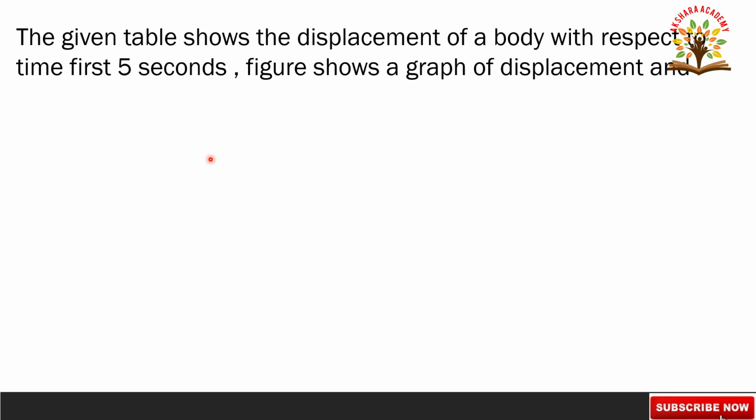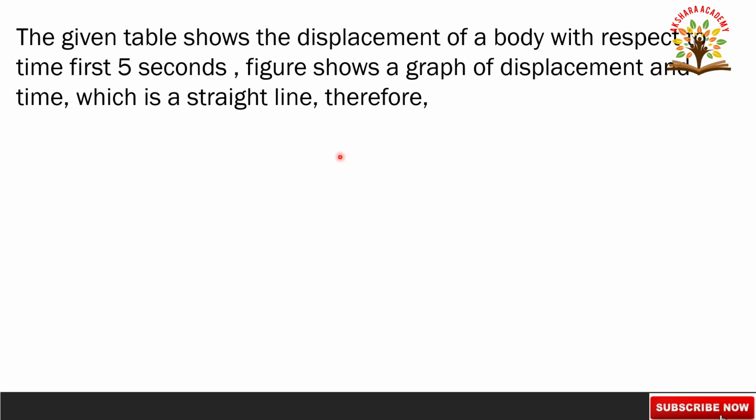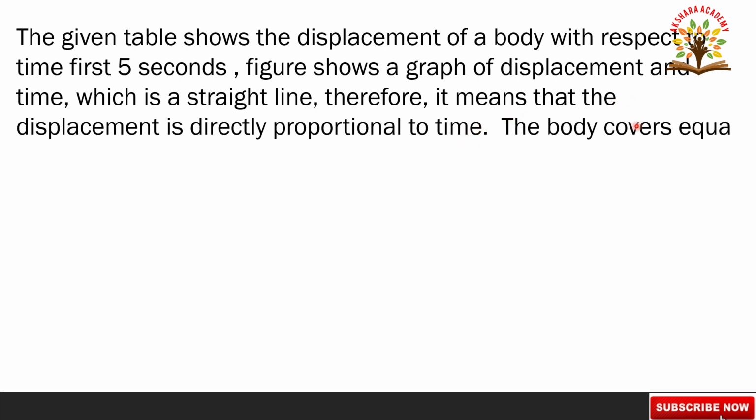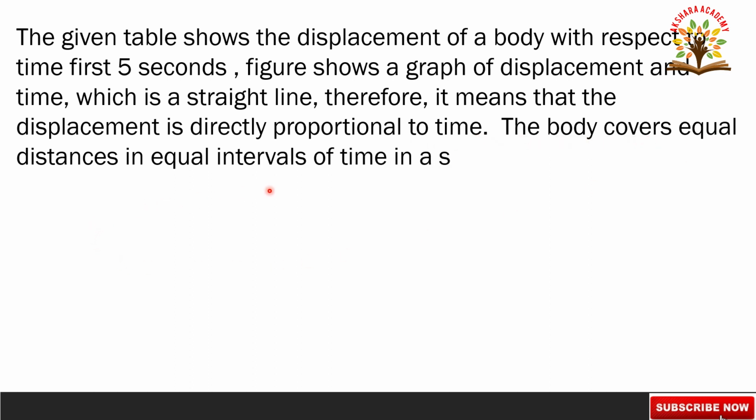Moving away from the time and displacement axis. So the body covers equal distances in equal intervals of time in a specified direction, that is, hence it is moving with the uniform velocity. So it means that the displacement is directly proportional to time.